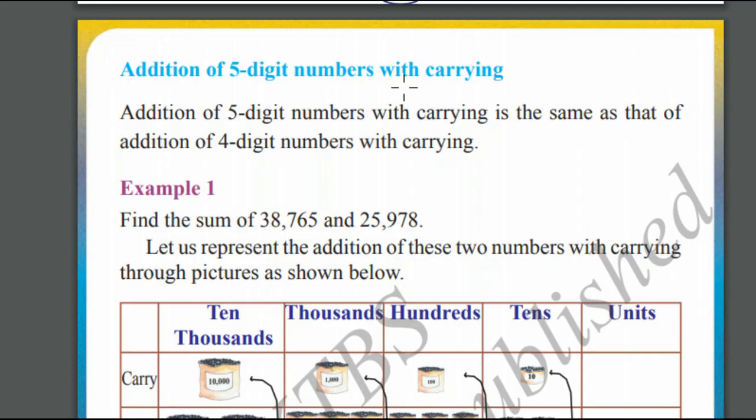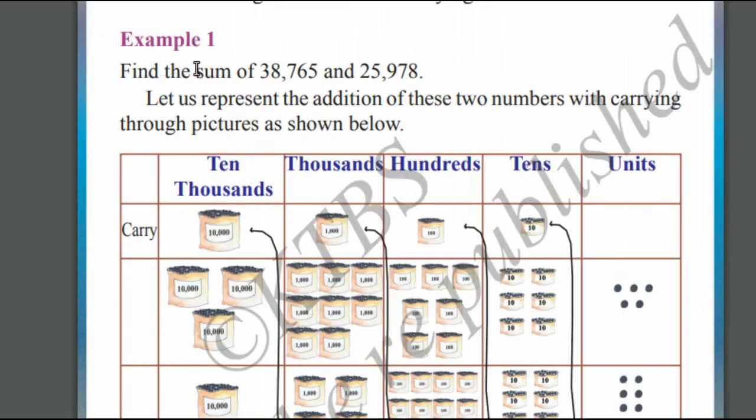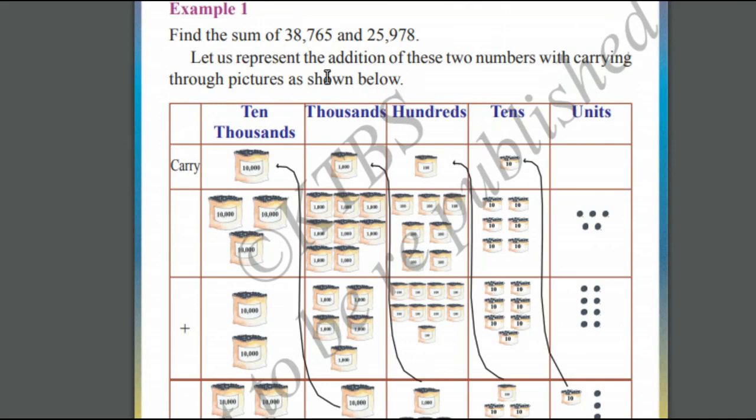Now let us see addition of 5-digit numbers with carrying. Look at example 1. We need to find the sum of 38,765 and 25,978. We can represent 38,765 as follows: in the units place we have 5 beads, in the tens place we have 60 beads. Similarly, we follow the same principle for the second number.